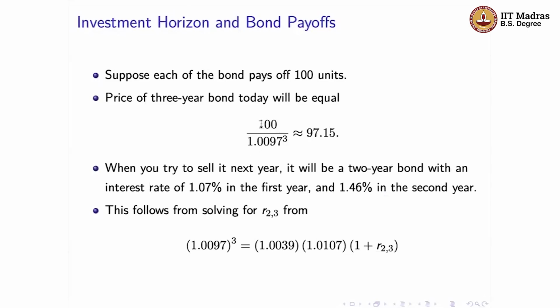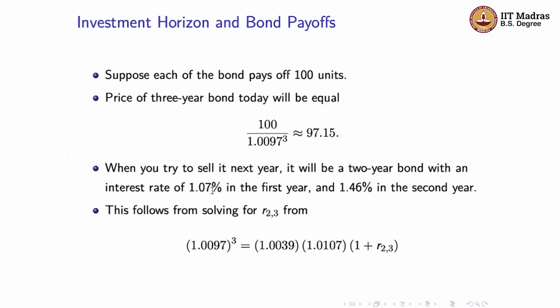Therefore, we need to discount this 100 by 1.0097 to the power 3. Remember, this is the annualized rate that we have. This is how we translate the information into the price of the bond today, which is approximately 97.15. Now, when you try to sell it next year, after 1 year, effectively what you are selling in the market is a 2 year bond, with an interest rate of 1.07% in the first year and 1.46% in the second year.